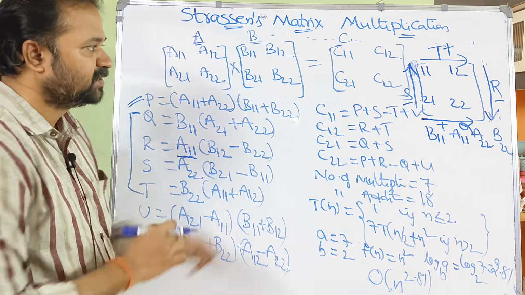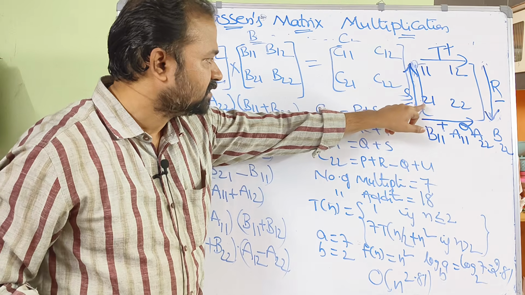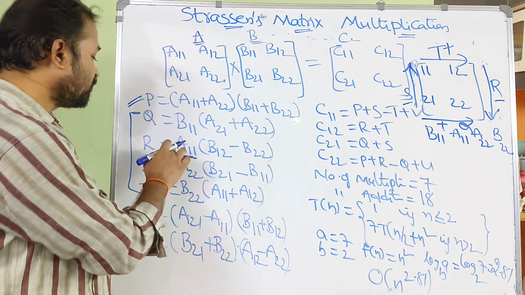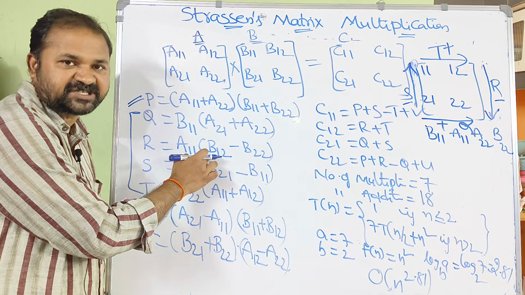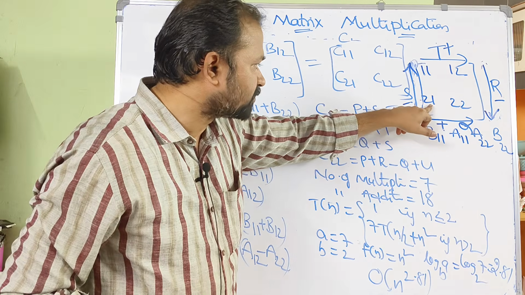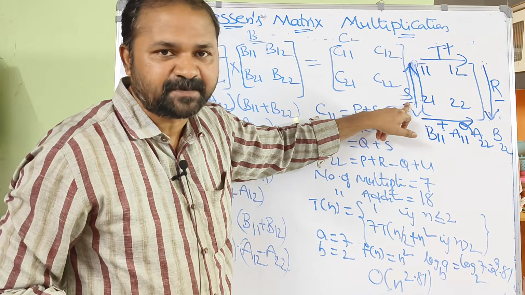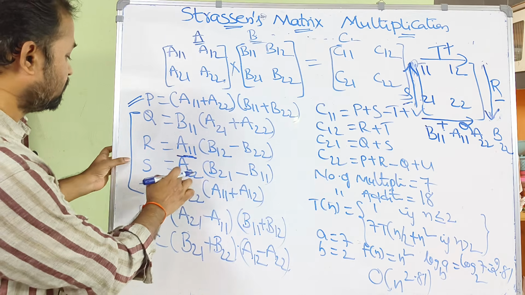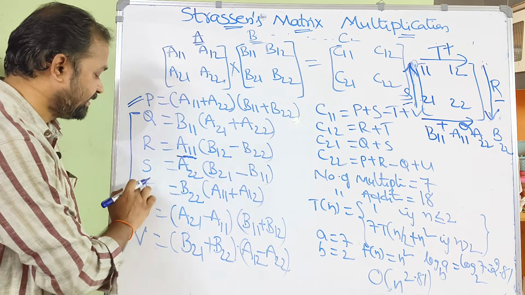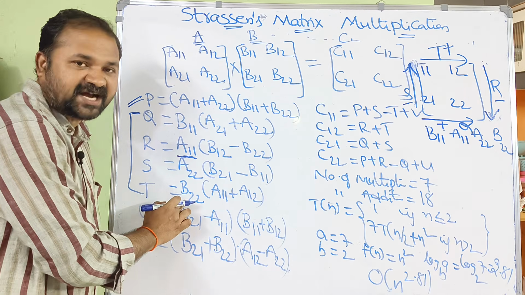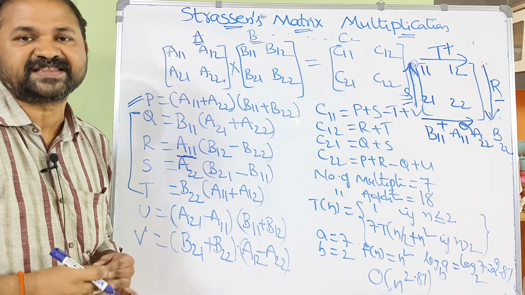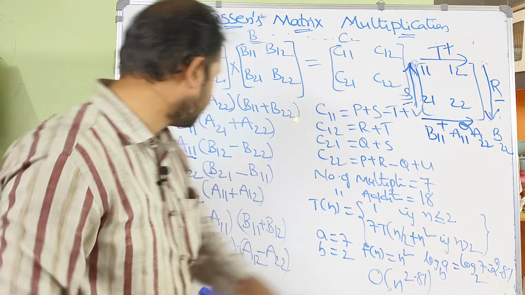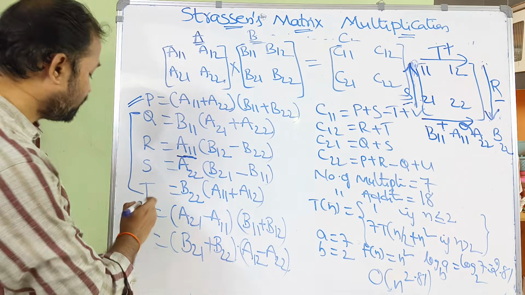Next S. So this is S. Here we have bottom to top. It starts with A. The next expression starts with B. So B21, which operation? Minus. B21 minus B11. Next T. It starts with B. The next expression starts with A. So left to right, A11 plus A12. So next U.